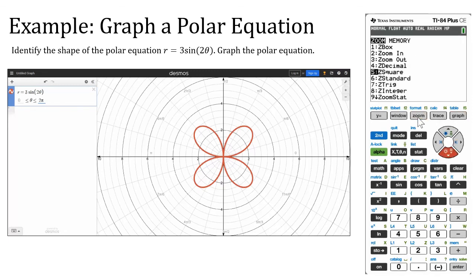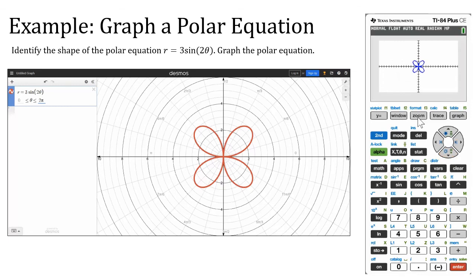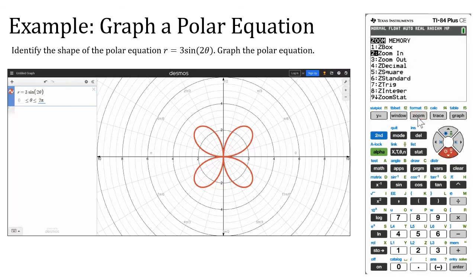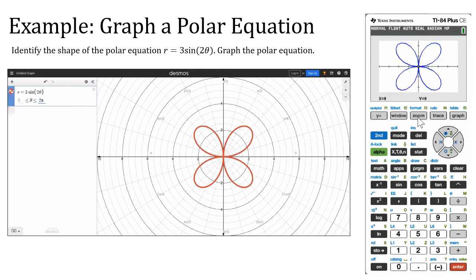I'm going to go to zoom square. That's going to set that rectangular window into a square window. And maybe I'm going to zoom in a little bit so that I can see it closer. So that looks pretty nice. If I use the trace feature, I can actually see the path of that petal being formed. So we see the first petal, the second petal in the fourth quadrant, and the third petal, where did that end up? The third petal ended up in the third quadrant.